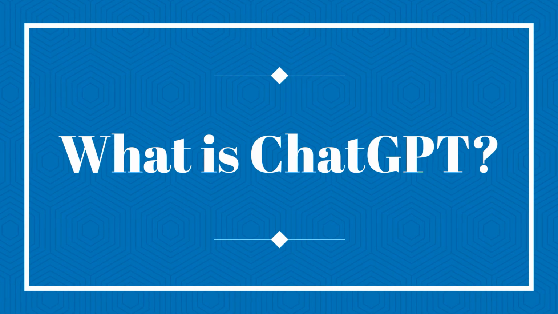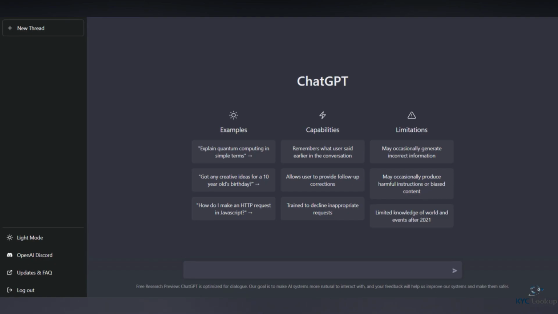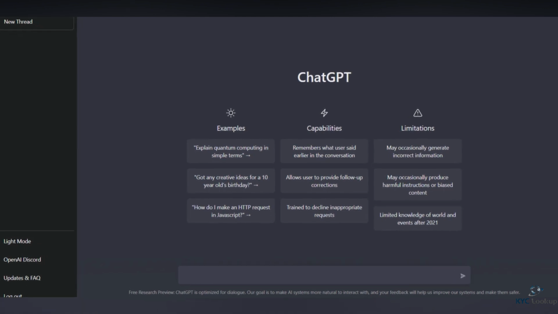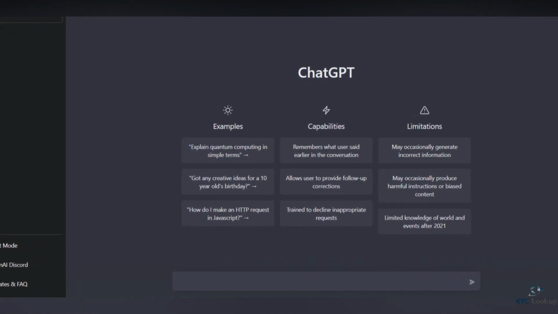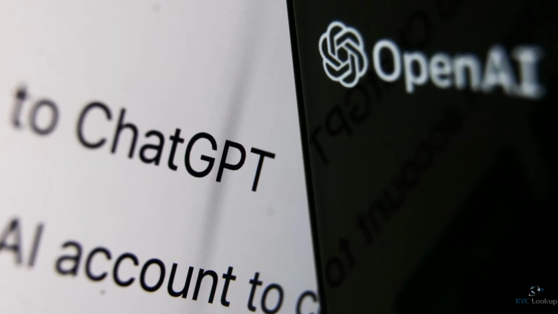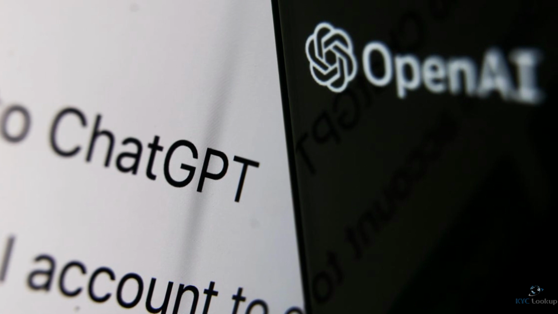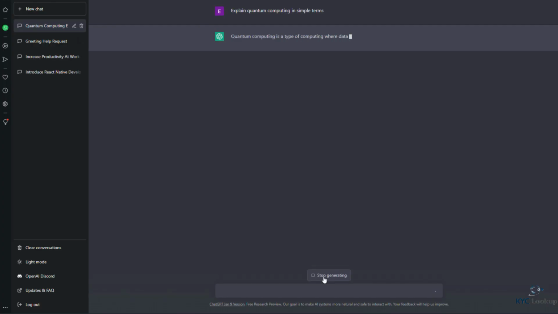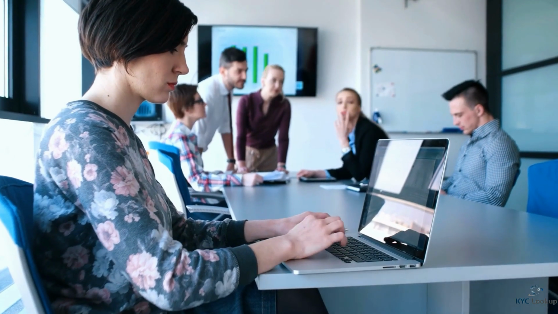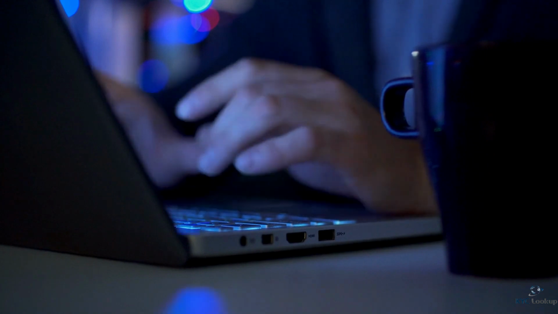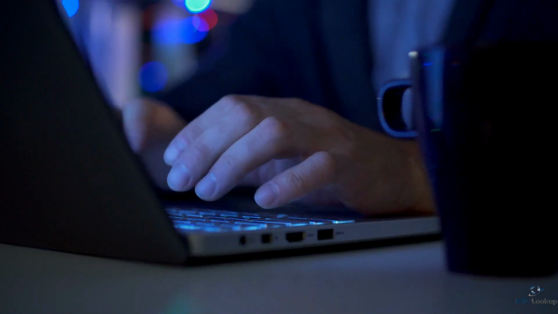What is ChatGPT? ChatGPT is a free chatbot released in November 2022 by artificial intelligence AI research company OpenAI. ChatGPT is an AI model that engages in conversational dialogue and can be used for tasks including written emails, scripts, and social media. It's so easy to use and is taking the world by storm.